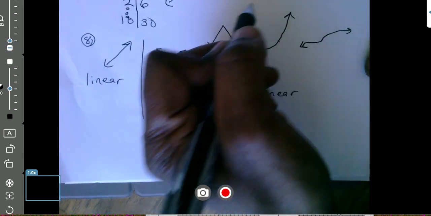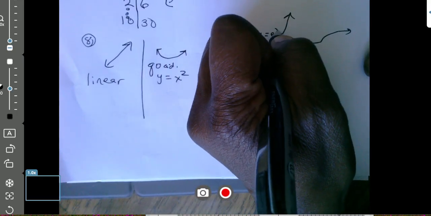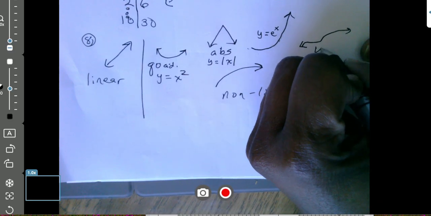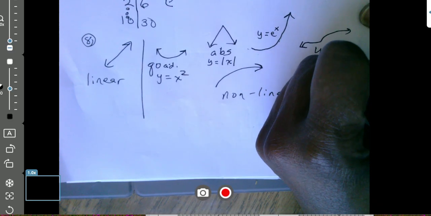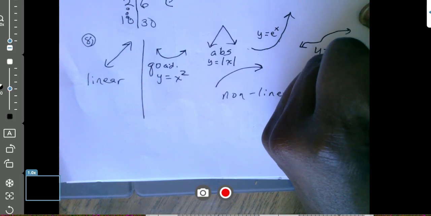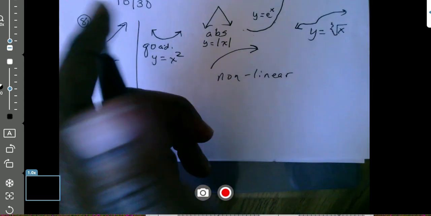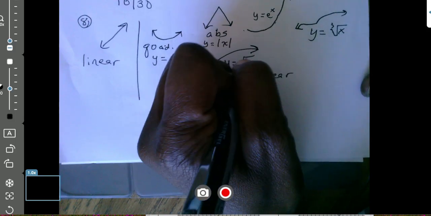This is like exponential growth or exponential decay. So y equals e to the x. This is cube root. Y equals x cube root. The cube root of x, I think, or x to the third. It's a cube root. And this is a square root. Y equals the square root of x.